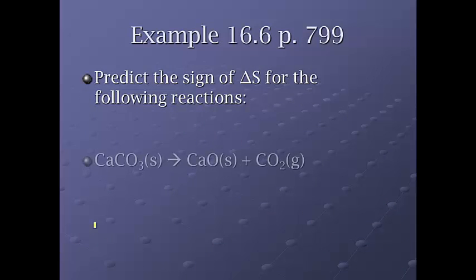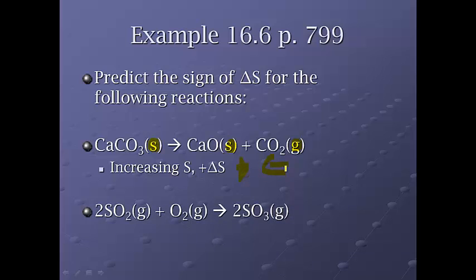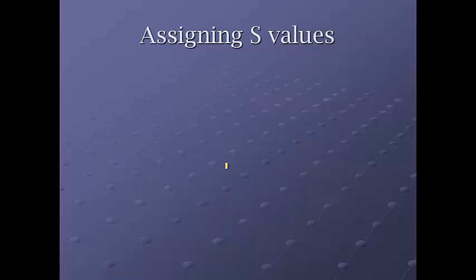All right, if we had to predict the signs of delta S for the following reactions, here we've got calcium carbonate solid decomposing into calcium oxide solid and carbon dioxide gas. So if we look at those, its delta S is going to be positive. I don't think you have these answers written down, so you may need to jot these down in your notes. Then if we look at the next one, here we're going from 3 total moles of gas to 2 total moles of gas, so you have a decreasing S and a negative delta S value.